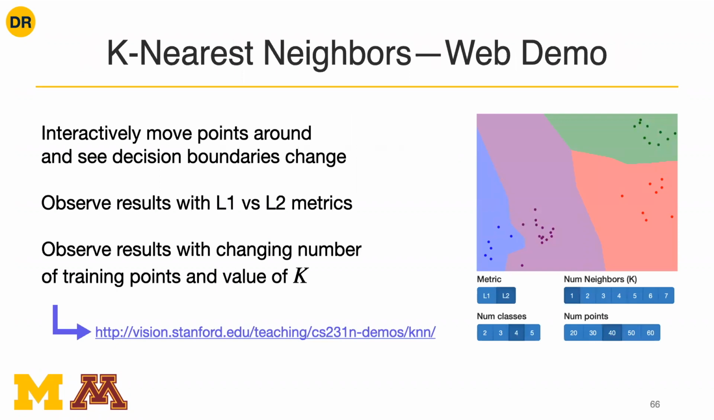So a shout out to Professor Justin Johnson, whose visuals we are actually using for these slides. There is a link where you can play around with different parameters like the k, the distance metric, the number of classes, the number of data points. So you can see how the decision boundaries will change visually on this website.